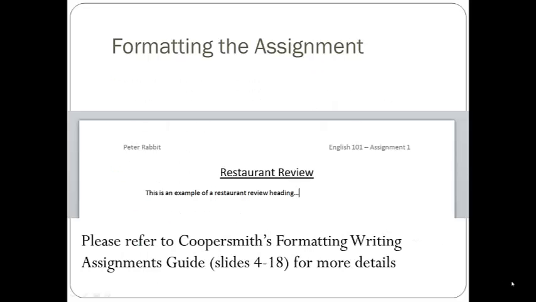Here is an example of what the heading should look like on your paper. And please refer to the Cooper Smith's Formatting Writing Assignment Guides, slides 4 to 18 for more details.